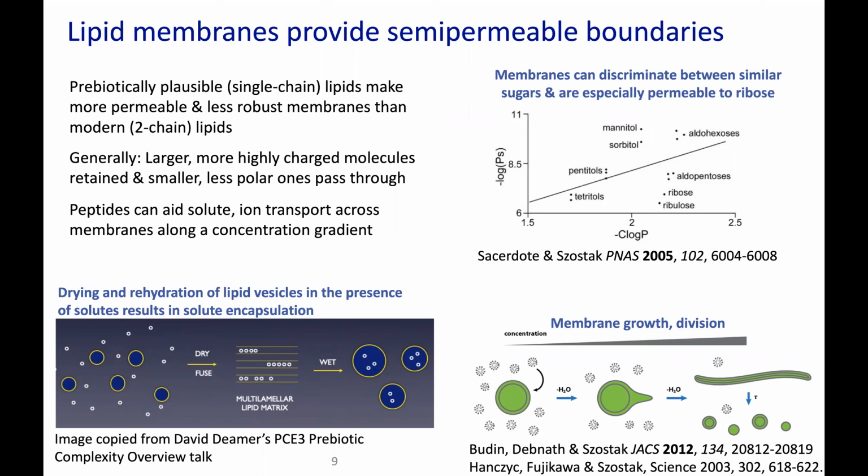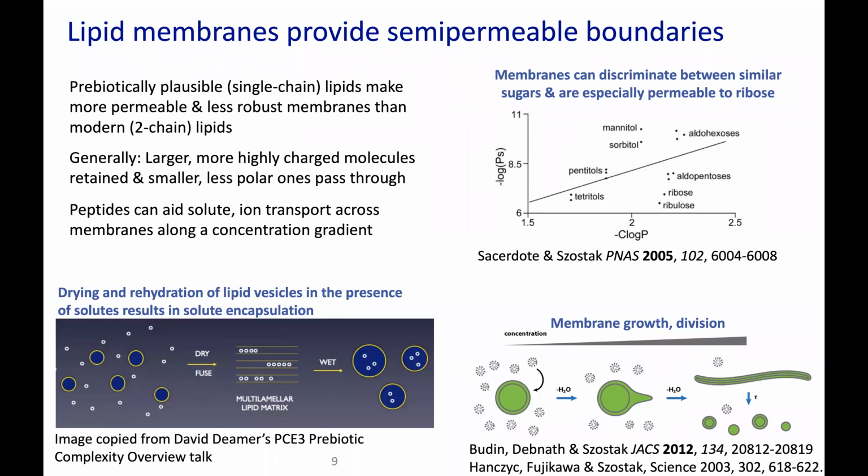A variety of other really impressive attributes of lipid vesicles have been demonstrated over the years, including, for example, the ability to discriminate between simple sugar molecules that you would think would pass the membrane with similar permeability because they have similar sizes and chemistries and hydrophobicities. But in fact, there appears to be ways for the membrane to nonetheless select for some over others. For example, ribose is especially able to permeate the membrane.